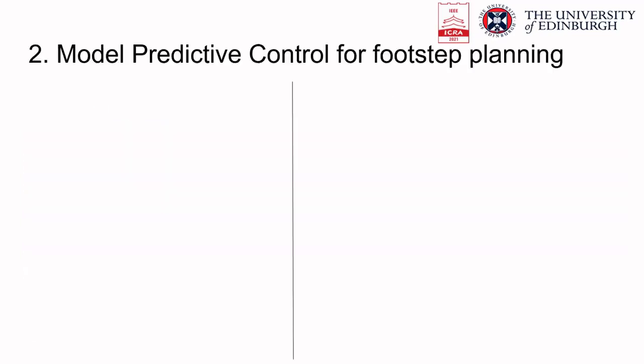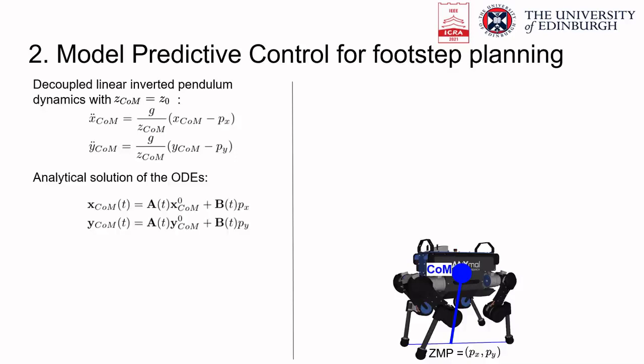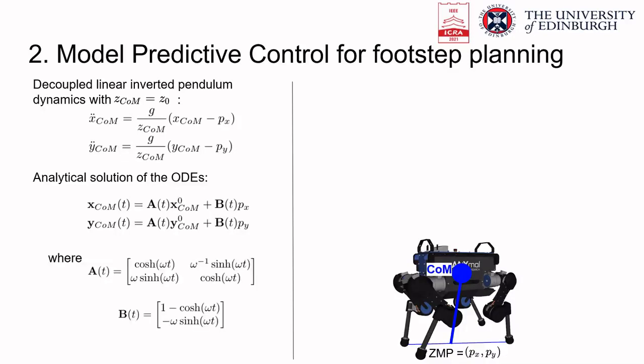In the motion planning part, we use an MPC subject to the linear inverted pendulum model to generate the optimal footholds. The linear inverted pendulum model decouples the x and y axis motions, and it has analytical solutions. Then we can use the analytical solution to predict the center of mass states.